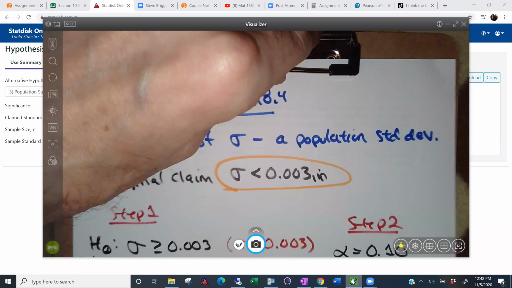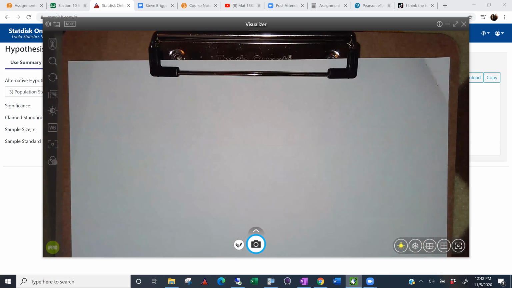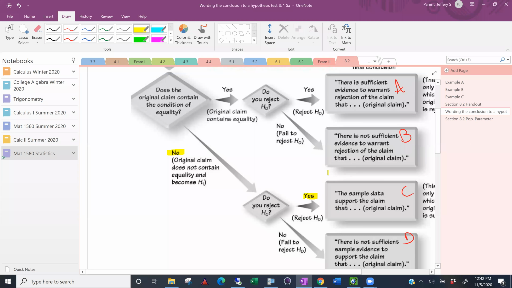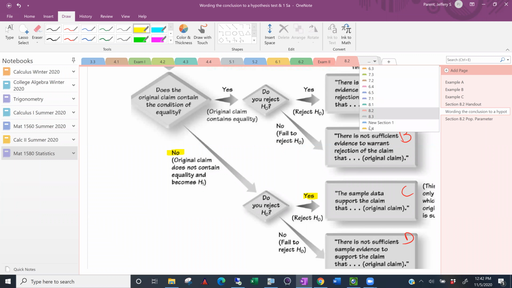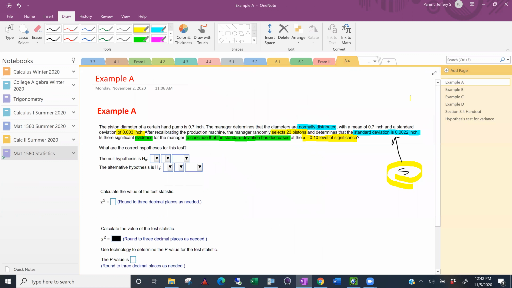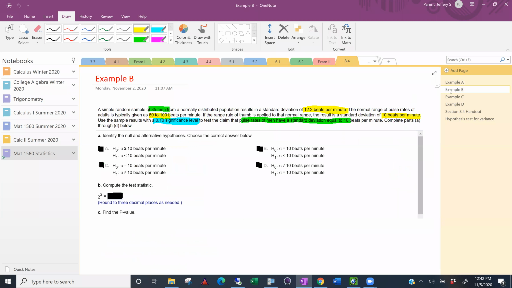Let's do another one. And indeed, our last one. I'm hoping these will go a little bit faster. Would be example B from your handout. Here we go.